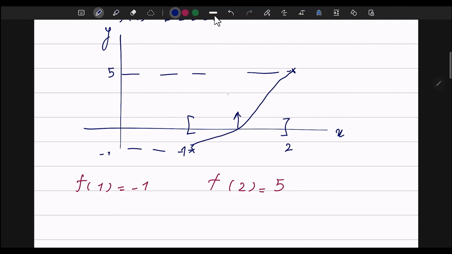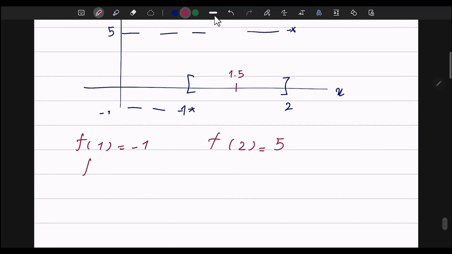Let's call this root x_r. So you want to find what the root is. In order to do so, you would bisect your interval. So you would find the middle point, which is clearly 1.5, and you would look at the value of f at 1.5.